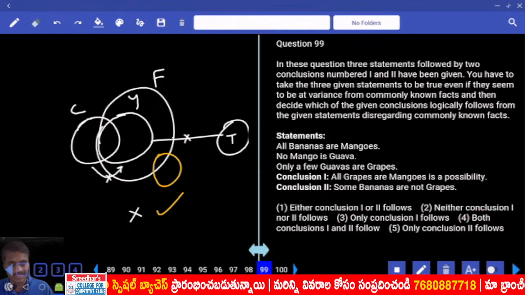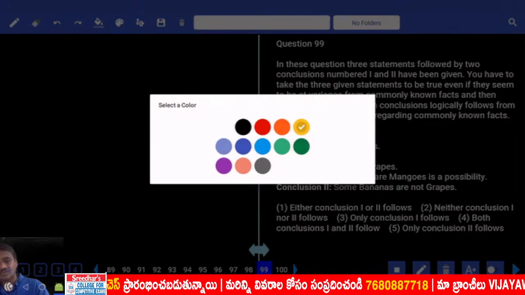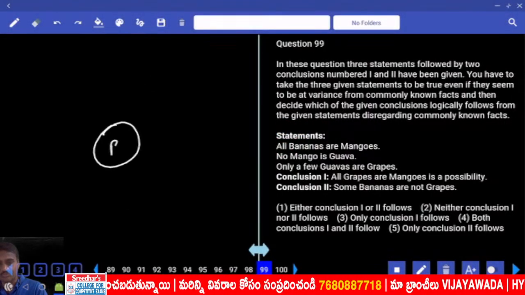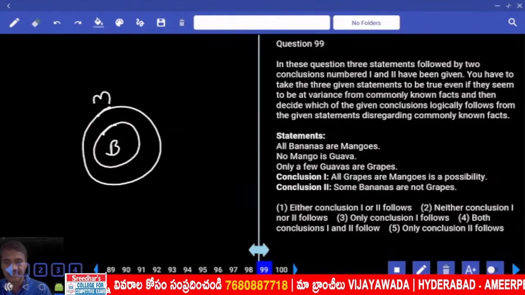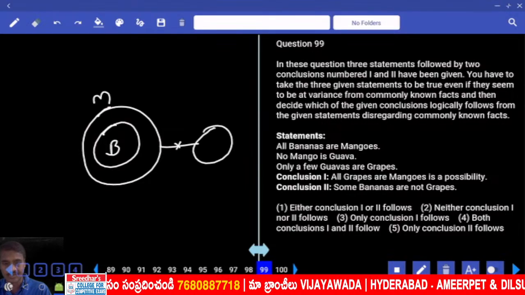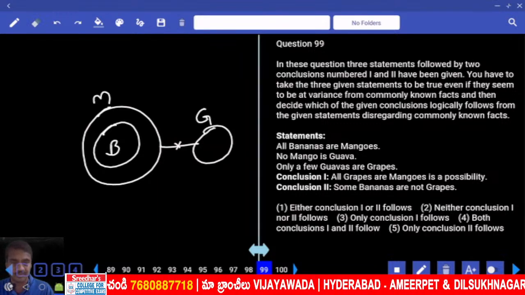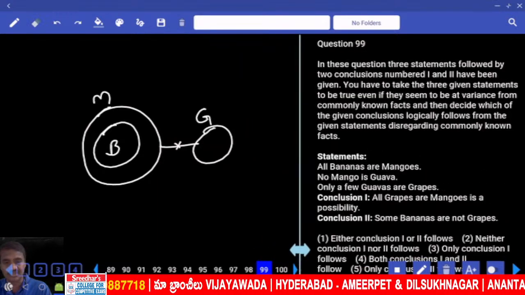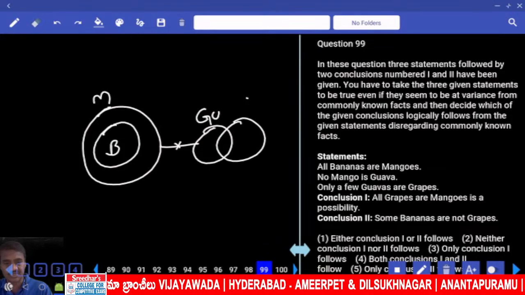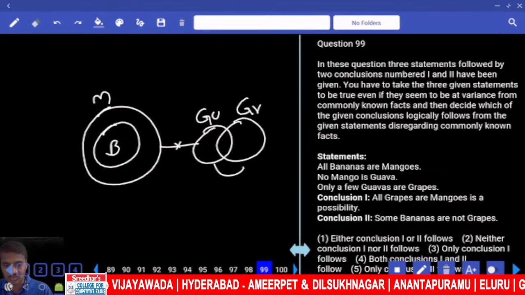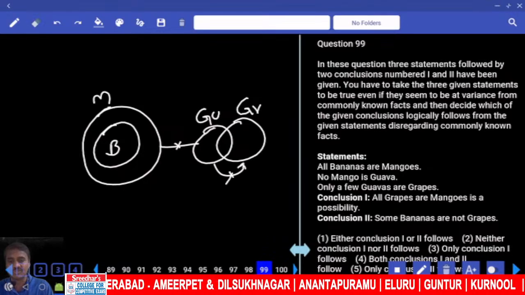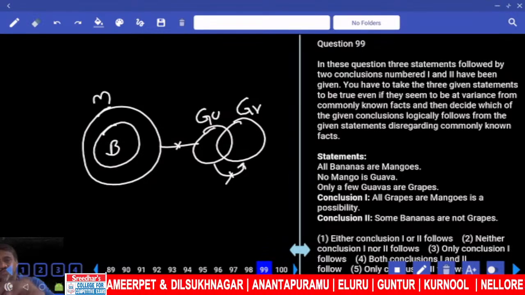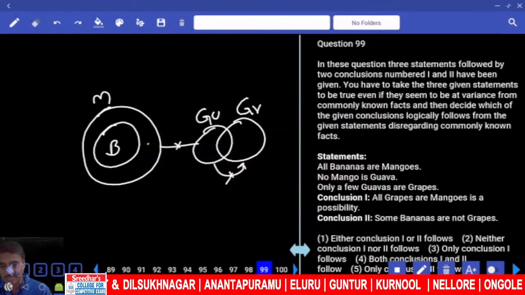Then coming to this 99. Now 99, all these bananas are what? Bananas are mangoes. Now these are the bananas that are mango, and no mango is a guava. No intersection between mango and guava. And only a few guavas are grapes. Now some of the guavas are grapes, but not all. Entire guava cannot be part of grape. All grapes are mangoes is a possibility. Now this entire grape is a part of mango means grape must be like this.